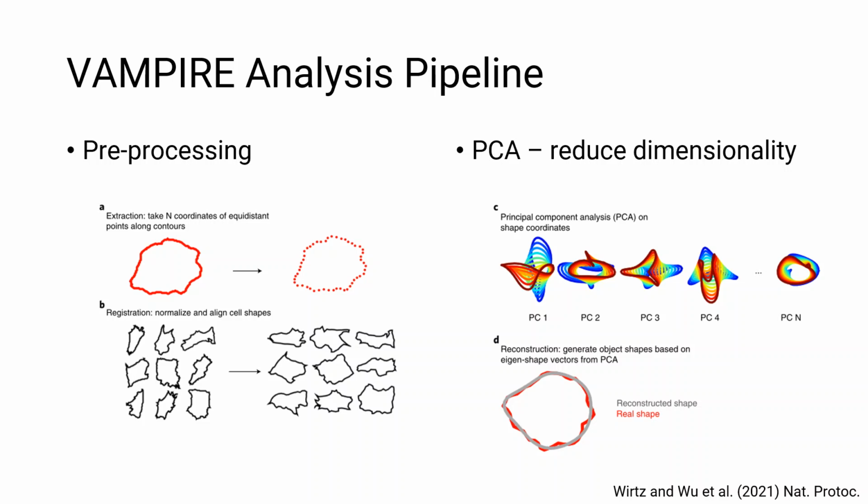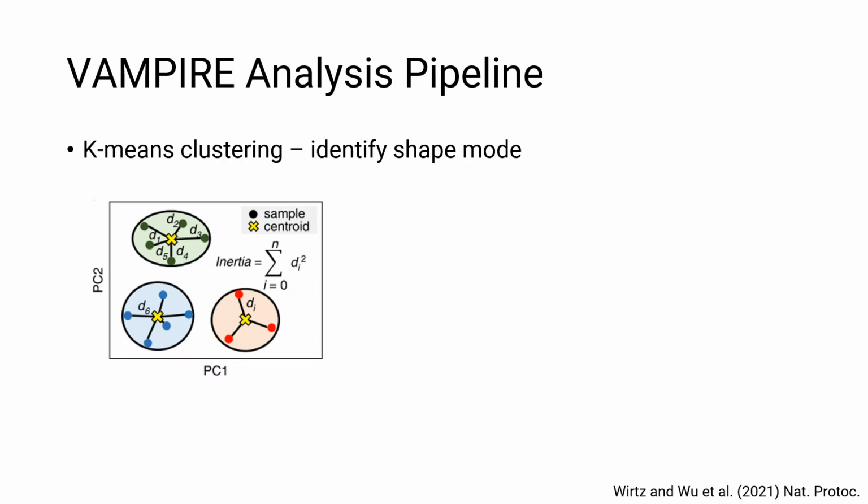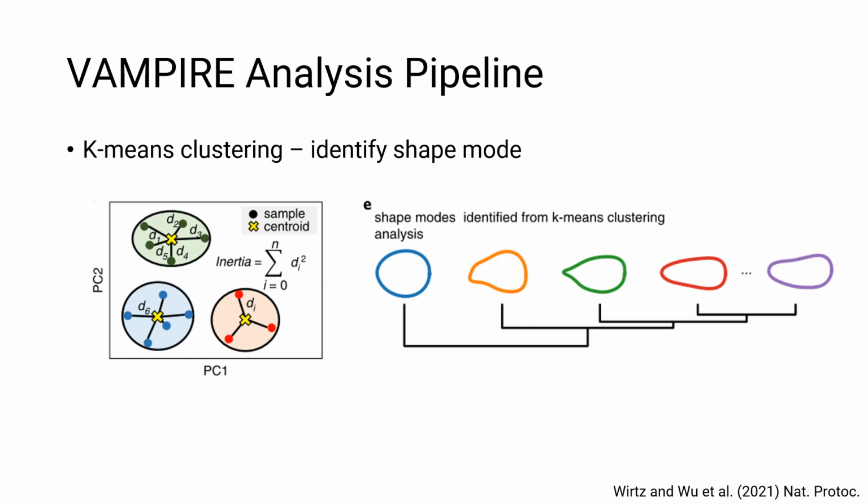The algorithm then selects the top principal components that capture 95% of the data's variability and reconstructs the cell shape using those PCs. VAMPIRE analysis then uses k-means clustering to identify the shape modes. Each point on the graph represents a cell shape. The algorithm identifies clusters in the data points and then uses the centroid as the average representation of the shape mode.